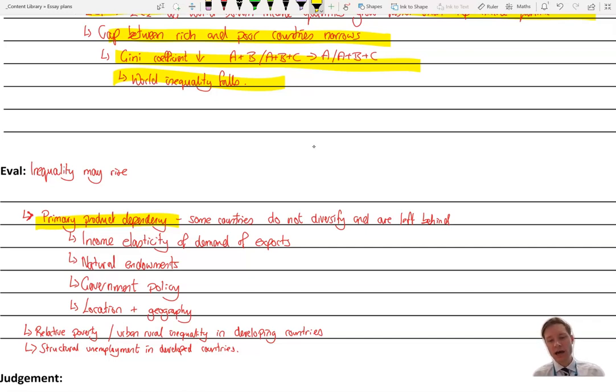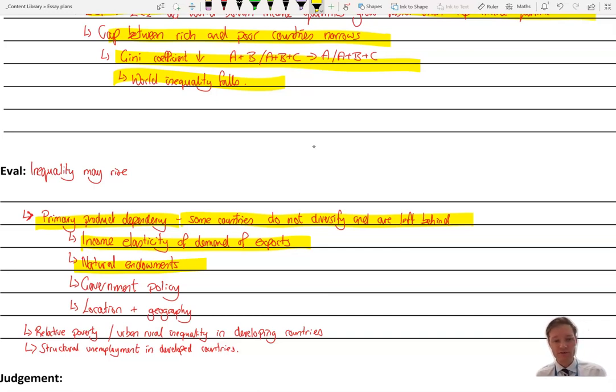For example, we have many sub-Saharan African countries. If we take Democratic Republic of Congo, for example, it has not diversified. The income elasticity of demand for its exports might be relatively low, so we could refer to the Prebisch-Singer hypothesis there. And therefore, as world income has risen, the percentage change in demand for its exports has not risen as fast as, say, other countries who are exporting tourism, services, or manufactured goods, which tend to have a higher YED.